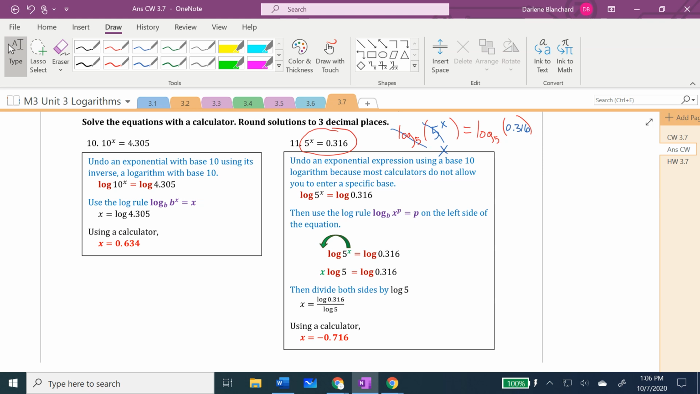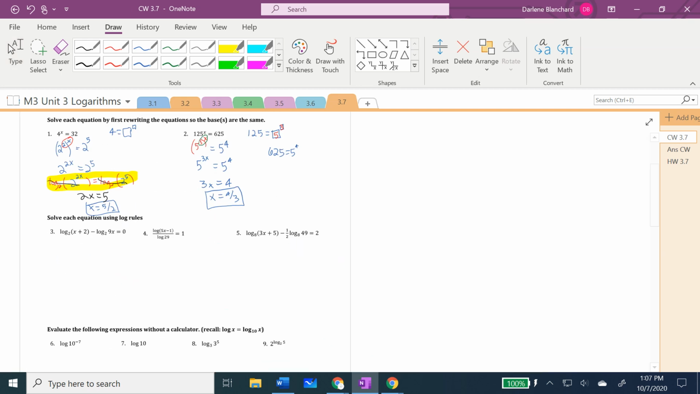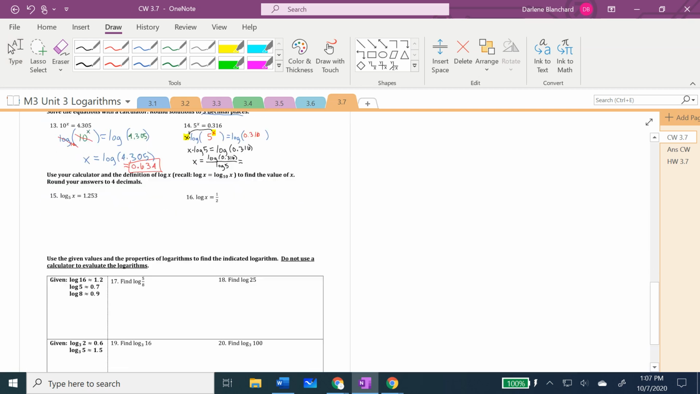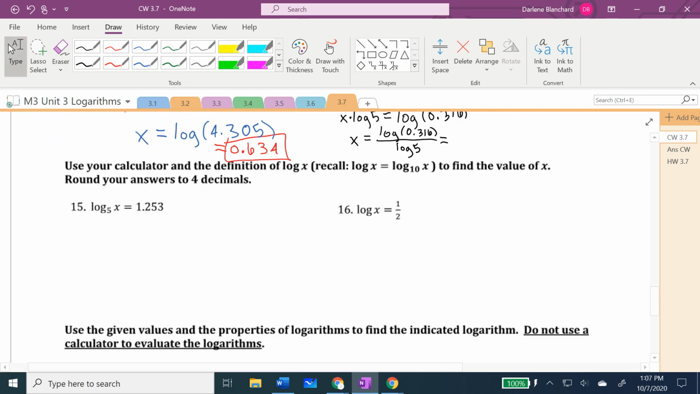Okay, any questions on using the calculator? Because this is probably the most important thing of today, is that you figure out how to use your calculators for problems 10 and 11. Okay, so I am going to go back to all the problems. But right now what I'm going to do is move over to 15 and 16.